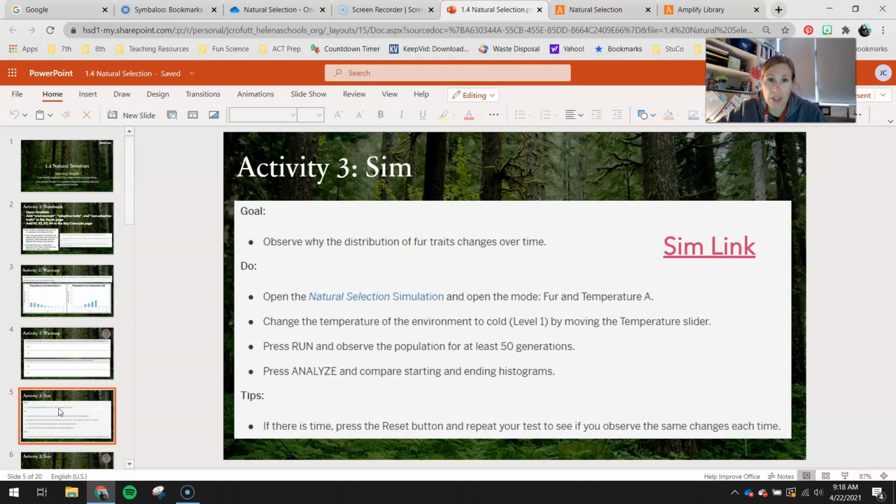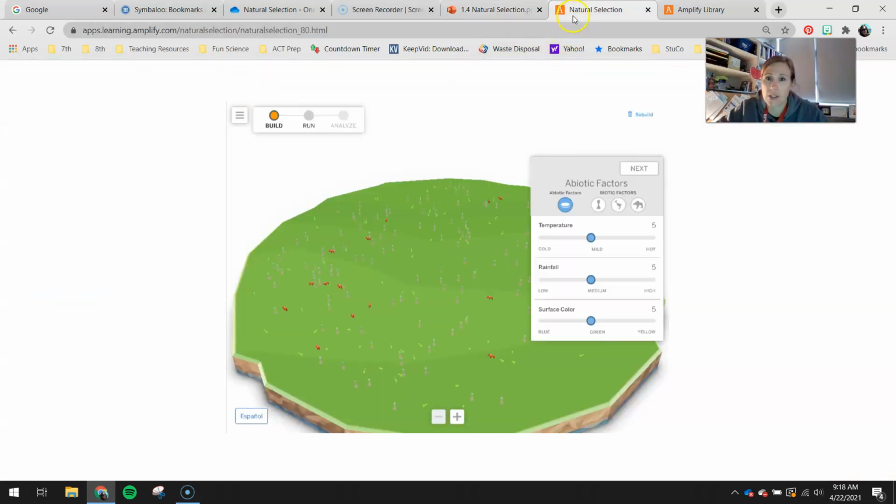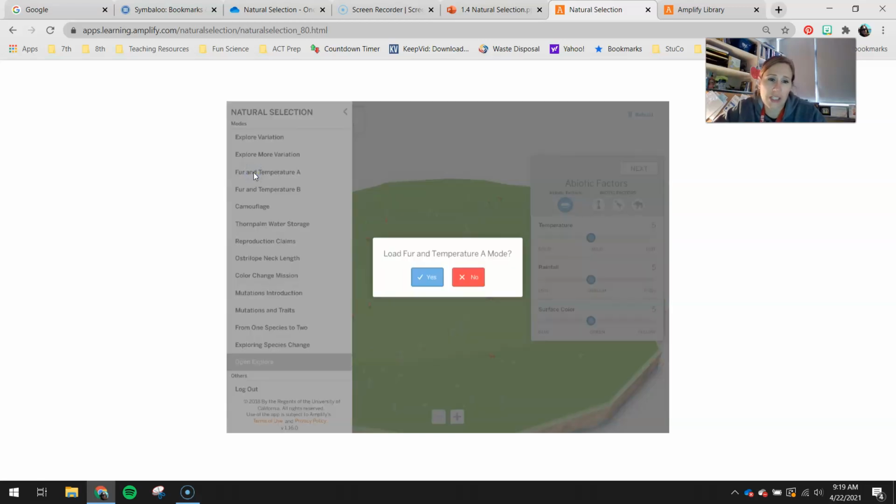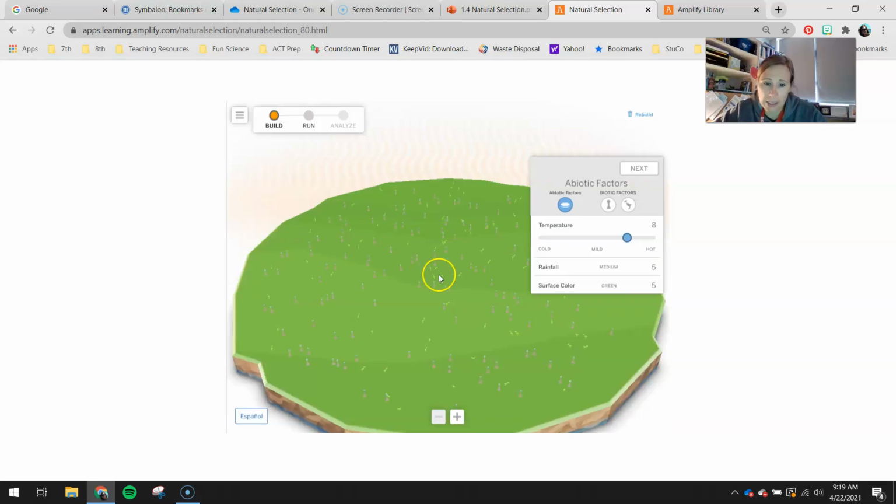You guys have a little sim link, but first I want to show you a couple things. So here's my sim. If you're using an iPad, make sure you choose the correct option. Are you using the iPad? Yes. If not, you're all selecting no for that, and then you should pull up this simulation here. For today's simulations, you'll go up to these 3 little horizontal bars, and I just want to show you first fur and temperature A. So I'm going to go ahead and load that.